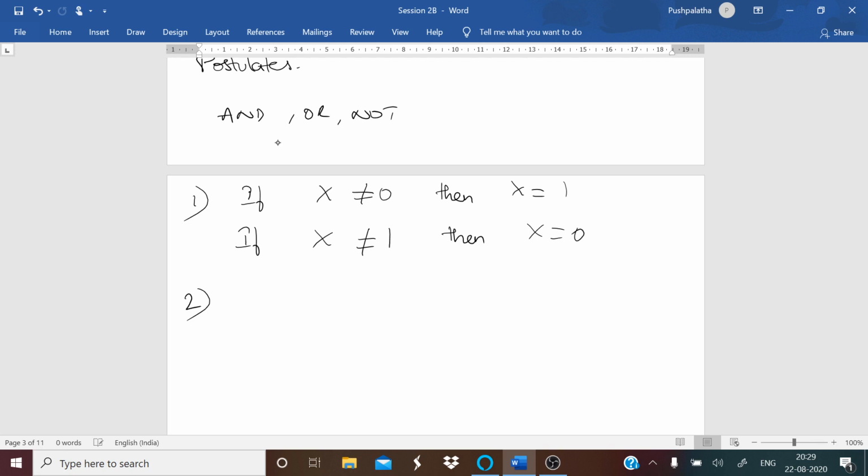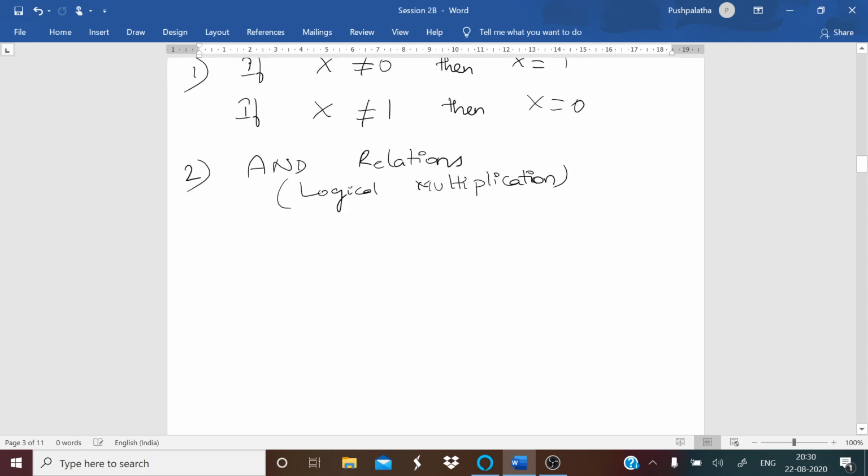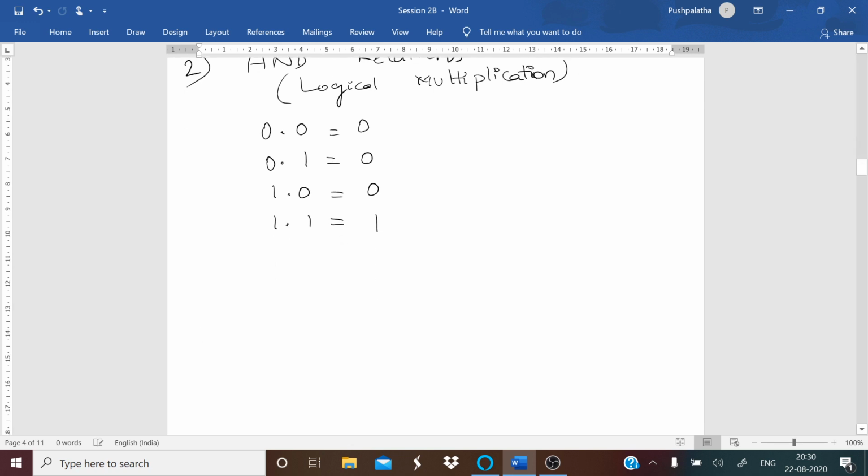And the next postulate is about the AND relations. This is also known as your logical multiplication. Okay, so now we have already seen the truth table. The same thing you are going to apply here. 0 into 0 is 0. We are talking about two variables, so we are using only two, a and b. So 0 into 1 will be 0. 1 into 0 will be 0. 1 into 1 will be 1. This is your AND relations.